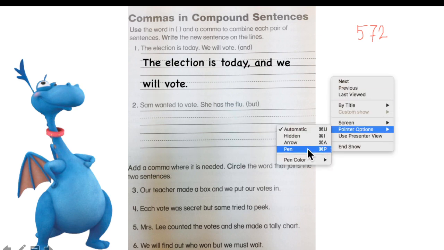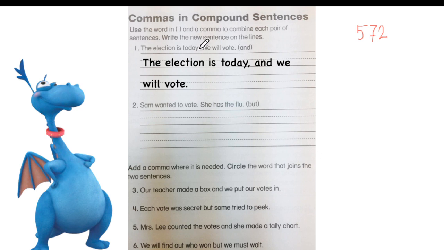Did you do it well? First, change the period into a comma. Second, add the conjunction. And third, change the capital letter into small. Did you do it like this?